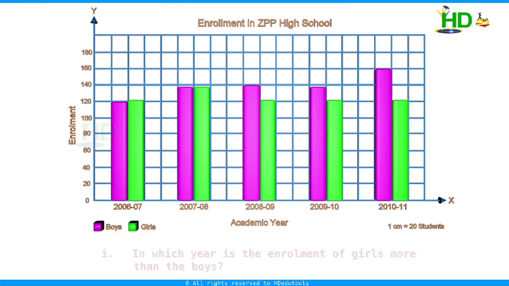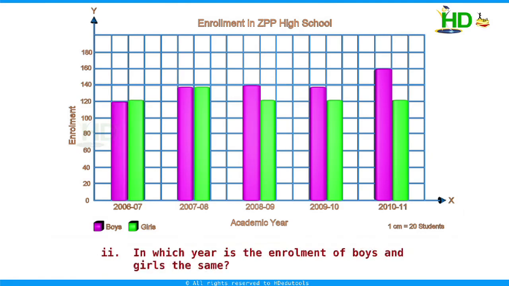Now from this graph, in which year is the enrollment of girls more than boys? We have to compare the enrollment of boys and girls individually. If you see these graphs, yes, in this case the enrollment of girls is more compared to boys. That is 2006-2007. In which year is the enrollment of boys and girls the same? See these graphs. Where is it the same? Yes, here it is the same, during 2007 and 2008, both are the same.